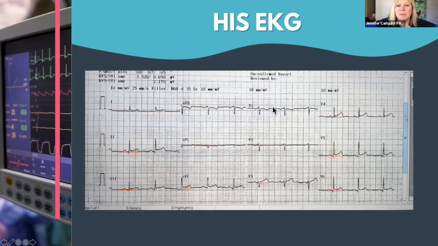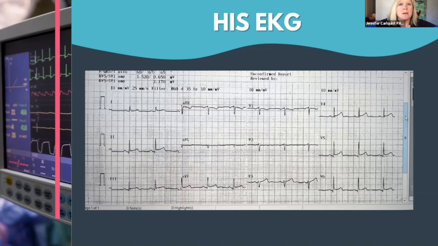And the lead placement on this was a little bit off, but essentially we have a widespread elevation with no reciprocal changes. So what do we do with that? Well, there's a couple differentials. Differential number one would be pericarditis, and that's not completely off the table with him because of course, right?